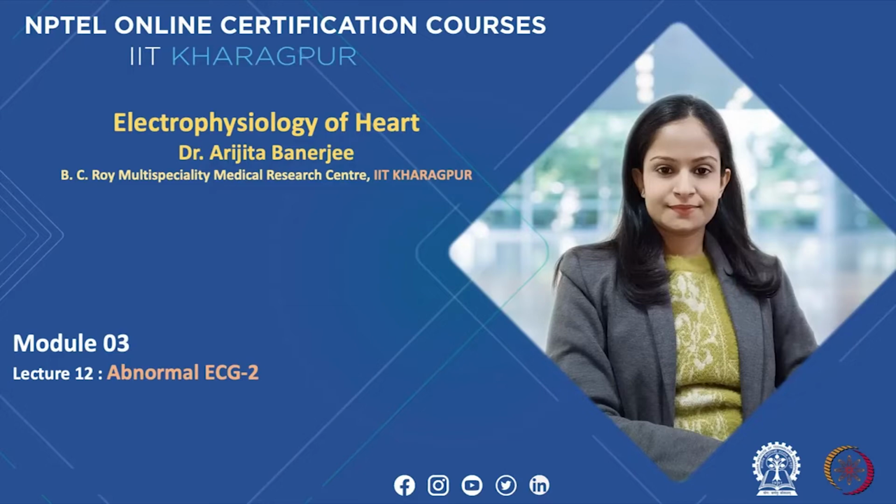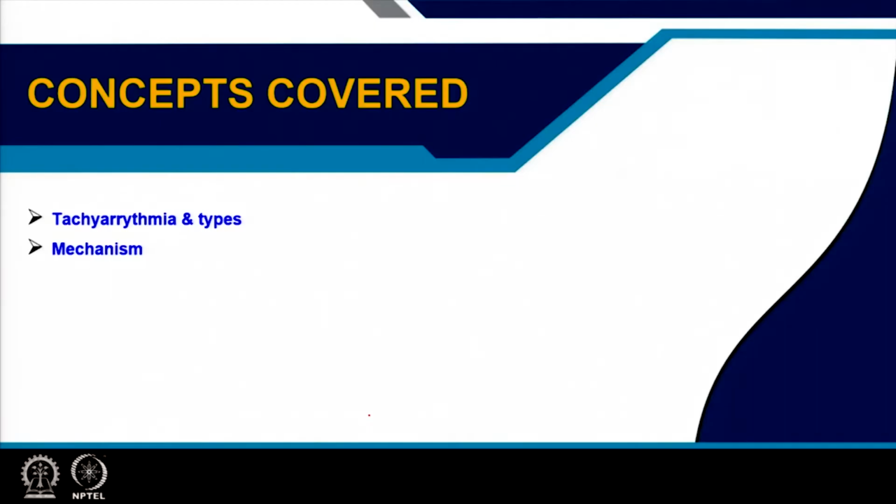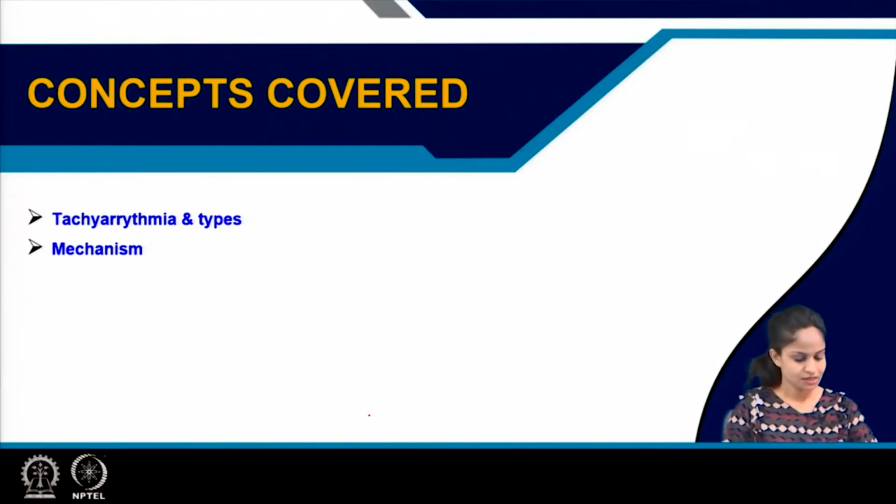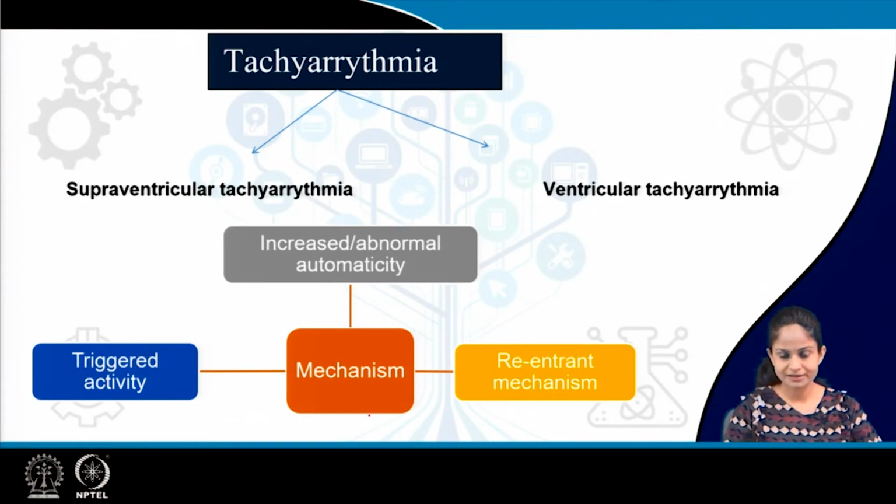Hello everyone. Today we will move on to the next part of our abnormal ECG. Till now we have learned the various types of bradyarrhythmias. Today we will learn the mechanisms and various types of tachyarrhythmias. What do you understand by tachyarrhythmia? Tachyarrhythmia means tachycardia, where the rate is more than 100 beats per minute.